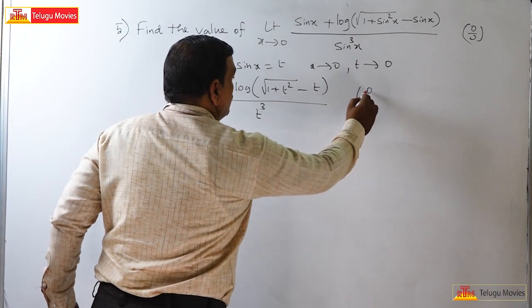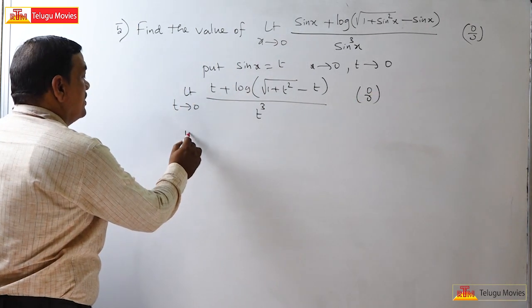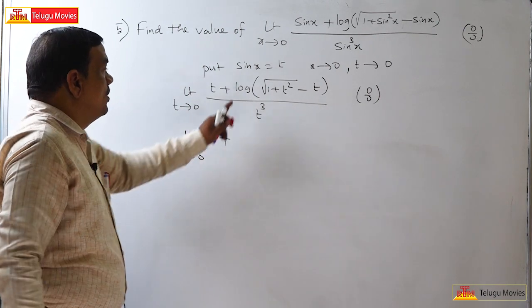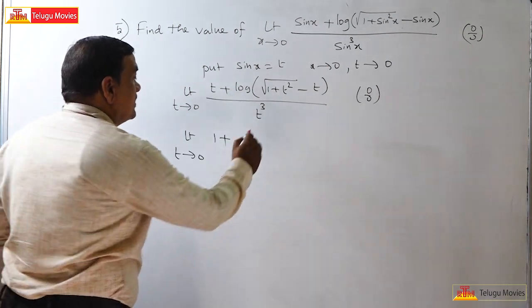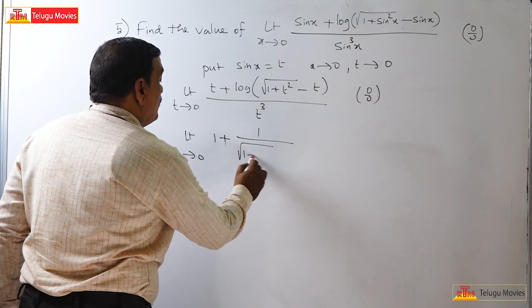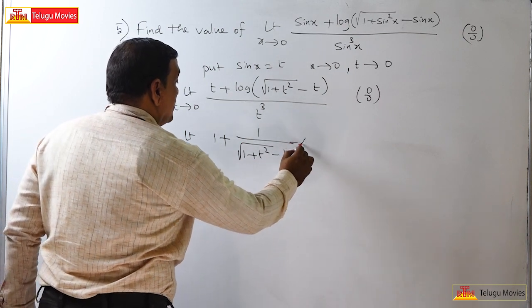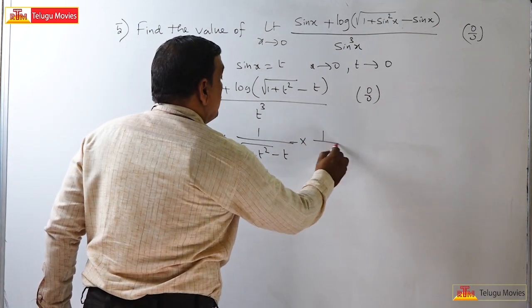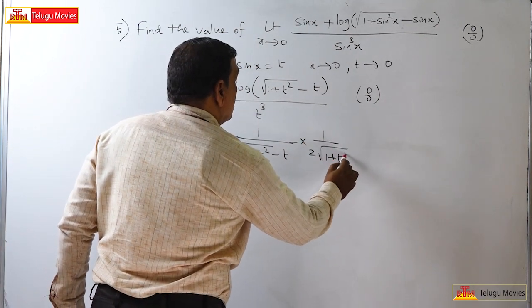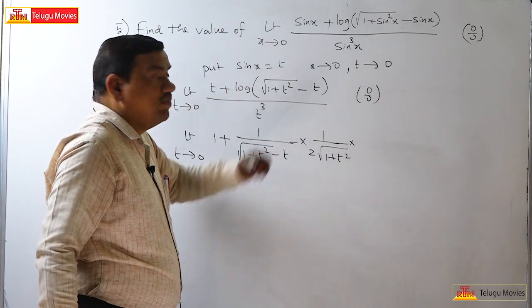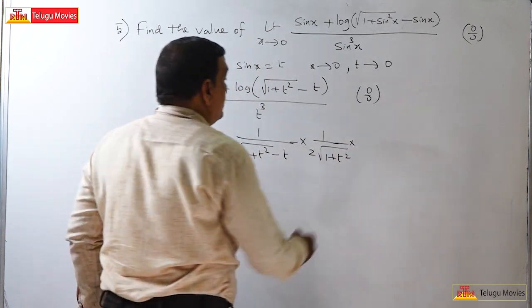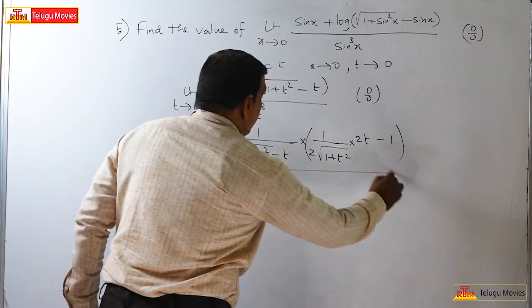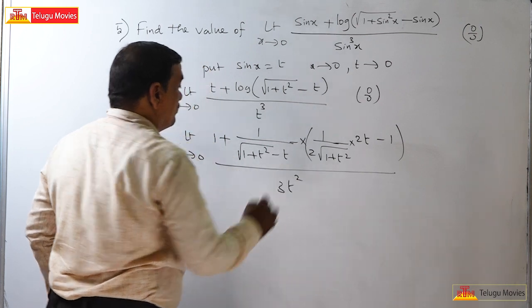So here also you will get 0 by 0. So what is the derivative? Limit t tends to 0, t derivative is 1. Log x derivative is 1 by x, that is 1 by root of 1 plus t square, minus t into root x derivative 1 by 2 root x, 1 by 2 root of 1 plus t square into 1 plus t square derivative, 1 derivative, t 2t, minus 1. Understand this? Whole divided by t cube derivative 3t square.